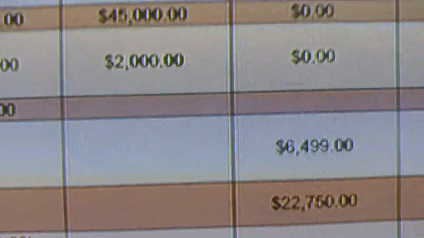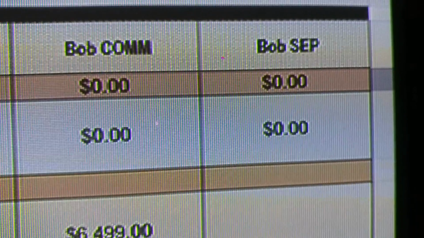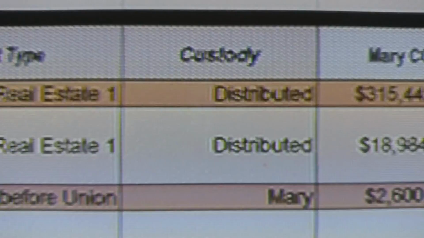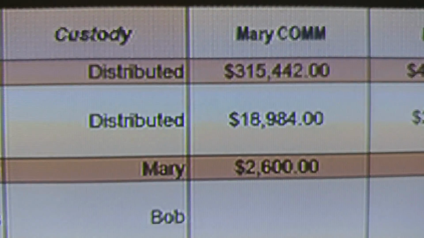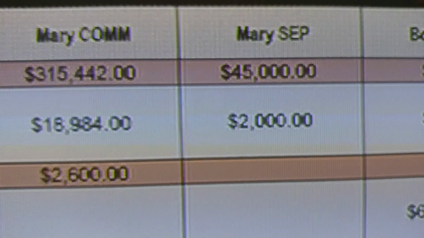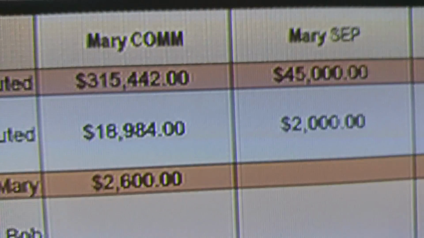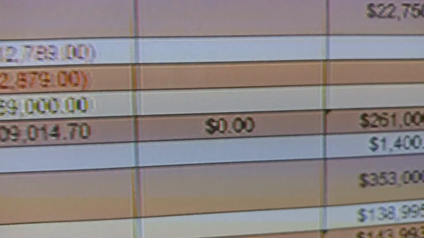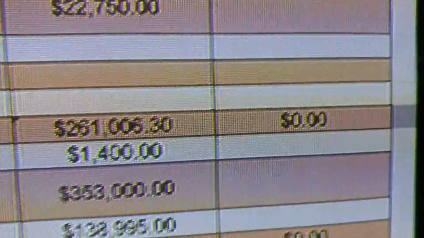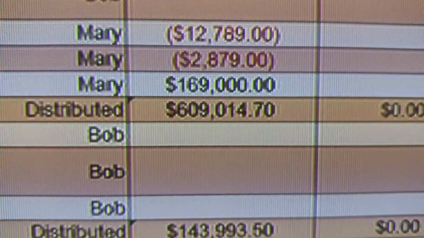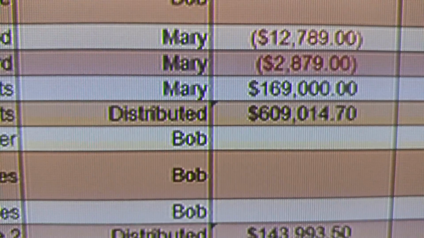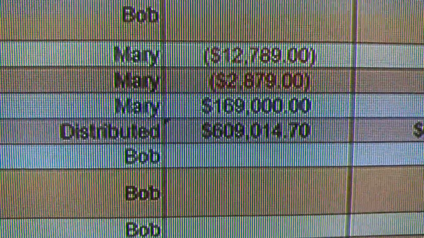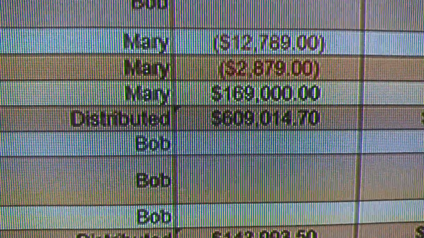For one thing, one of the gray boxes right now happens to be on a real estate property that Mary wants to keep. She doesn't want to give any part of it to him to make this divorce more equal. The other one happens to be part of Bob's retirement fund, and we're a little hesitant about doing that because we've got some information about Mary and her retirement fund.